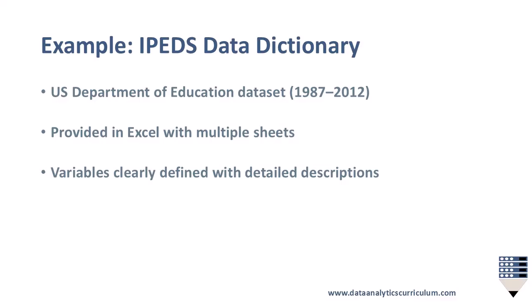Example: IPEDS Data Dictionary. Let's look at an example from the IPEDS dataset, the Integrated Postsecondary Education Data System, from the U.S. Department of Education. IPEDS data covers information from colleges and universities going back to the late 1980s. Its data dictionary comes as an Excel file with multiple sheets. Each sheet lists the variables, gives detailed definitions, and sometimes includes units of measurement or coding notes. This structure makes it much easier to know what the data represents before running your analysis.